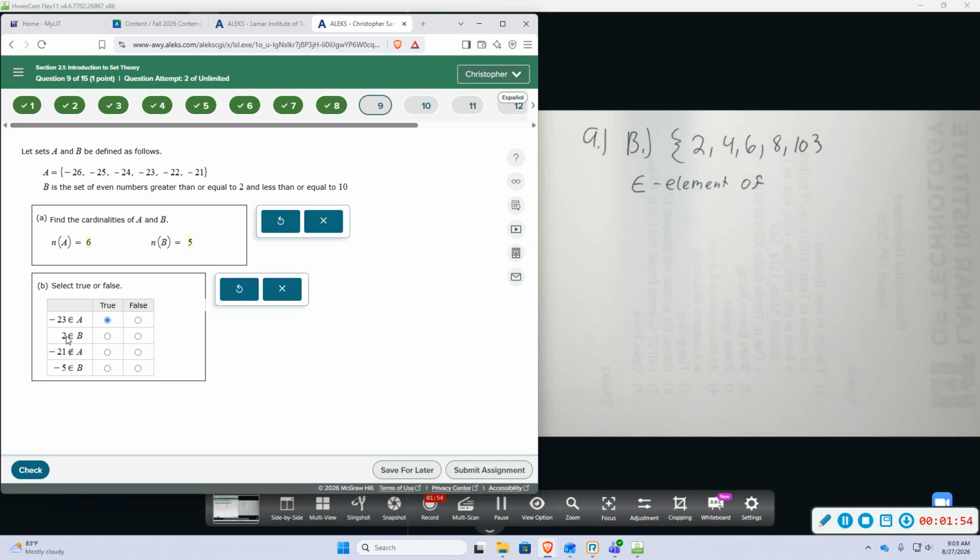This one is saying 2 is in B. So is 2 in the set B? Well, we wrote it out, and yes, we do have a 2. True. -21 is not in A, and we can see that it is in A, so we will say that this is false. And then it says -5 is an element of B, and B does not have a -5, so we would say false. All right, and that's good.